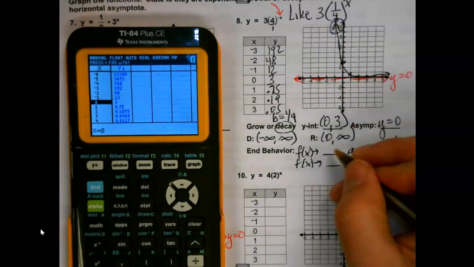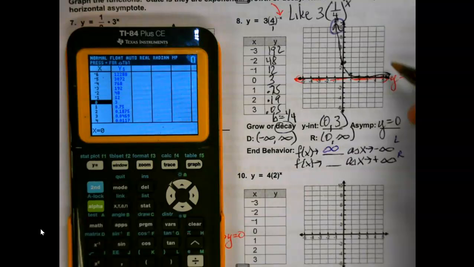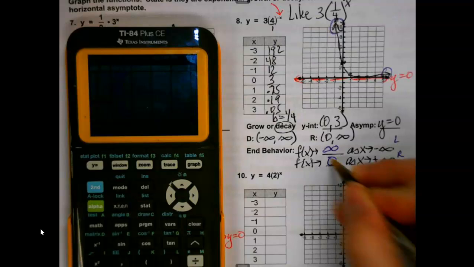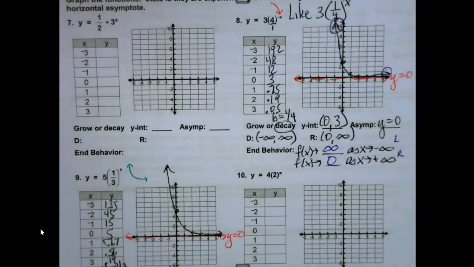There's my arrow on the left going up forever. There's my arrow to the right, hugging y equals 0. And we're there.